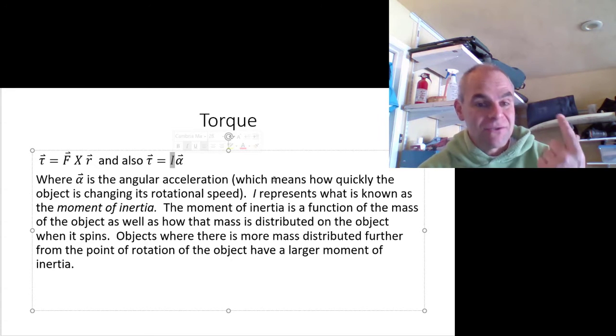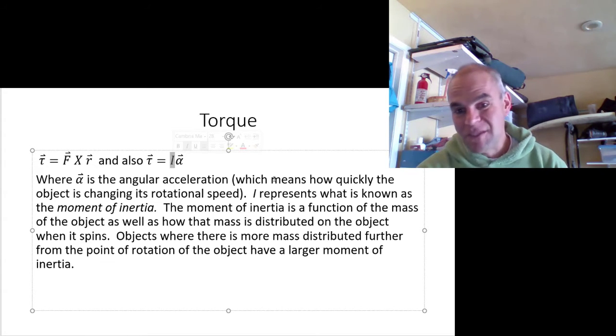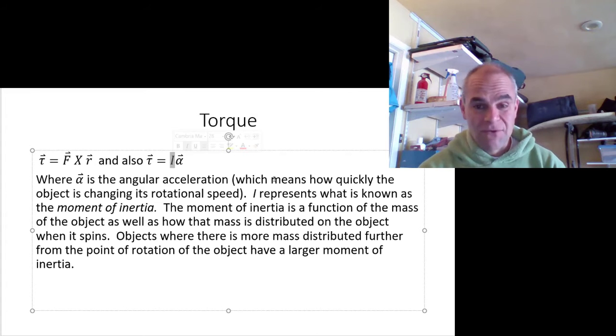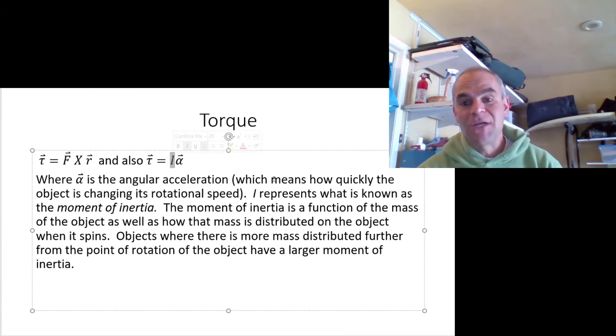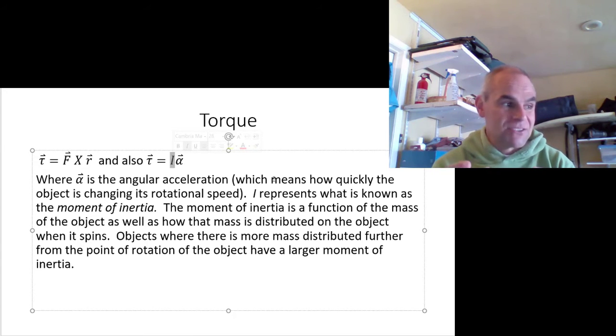And once you get objects with big moments of inertia to start spinning, it's harder to stop them from spinning. So it's a lot like the concept of inertia we talked about much earlier in the semester, where tiny objects that have a small amount of mass are really easy to accelerate, but larger objects are much more difficult to accelerate. They take much more force. For rotating objects, it takes much more torque to accelerate objects that have a larger moment of inertia. The moment of inertia is also a function of how that mass is distributed.